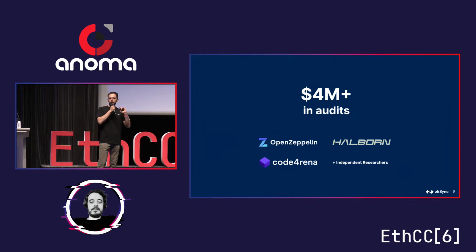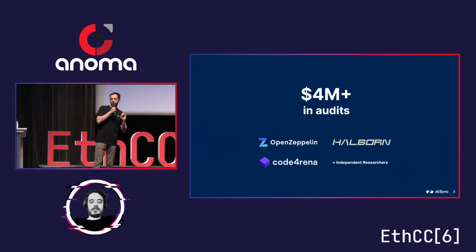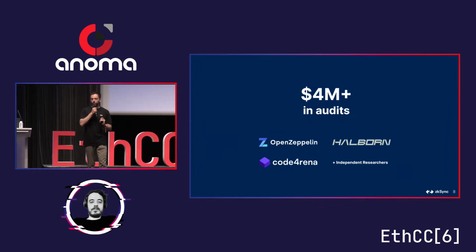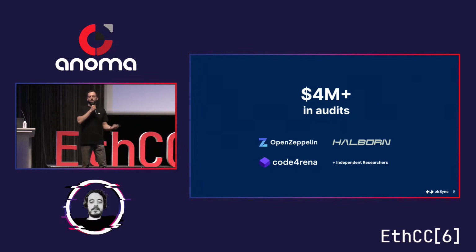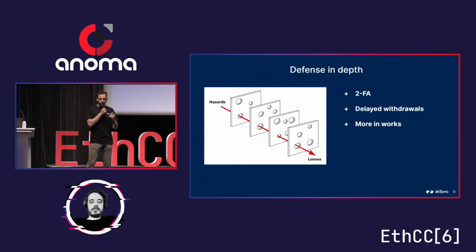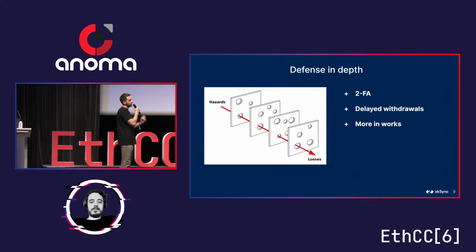ZK Rollup is, in theory, the only protocol that gives you 100% security derived from Ethereum, but in practice, it depends on how you actually implement it. So we invest heavily in this with a number of strong partners and a lot of independent researchers, and more are coming. But we also think about security as a continuous process with a defense-in-depth mindset.